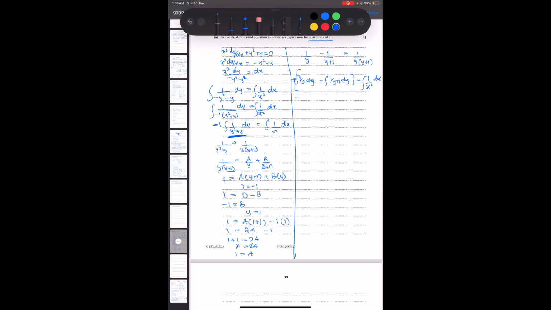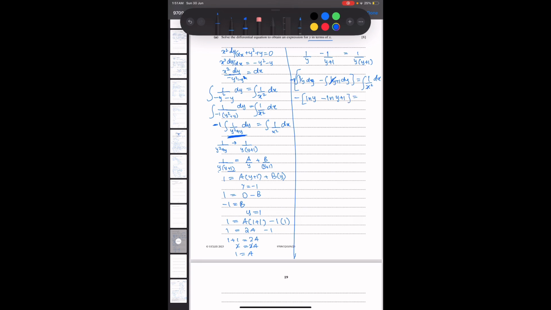So 1 upon y, when we integrate it, we get ln y, and for 1 upon y plus 1, if you see this, it's basically that f dash of x upon f of x form, like when the differential of this expression is going to be 1, right? So it's minus ln of y plus 1.